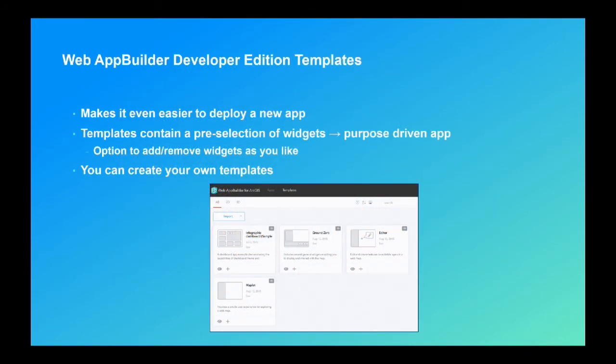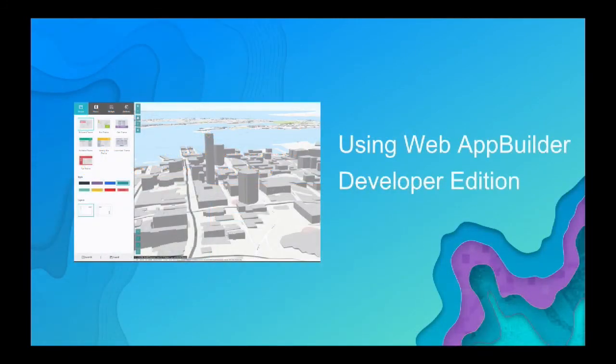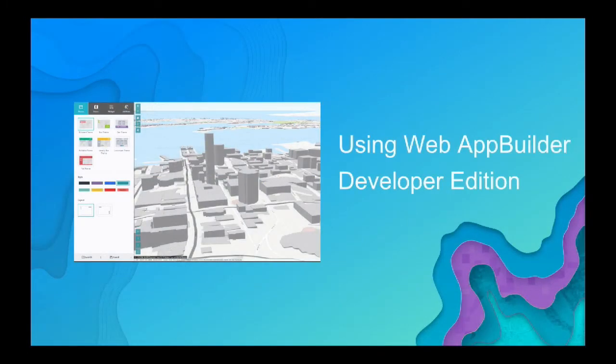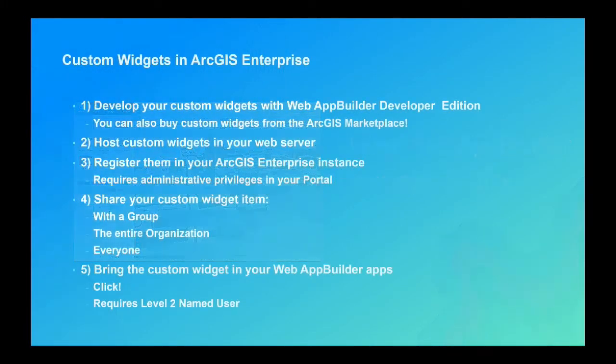And then another aspect of it is you can also use these developer edition templates, right? These are templates that contain a pre-selection of widgets. You can remove and add widgets as you like, and then you can create your own template from there, so you can deploy to someone to consume that template and then call their web map and put it in that template, and you have an app from there. Okay. So let's show you an example. Well, let's go into this first, and we'll come back to that.